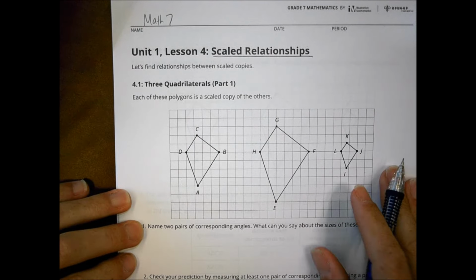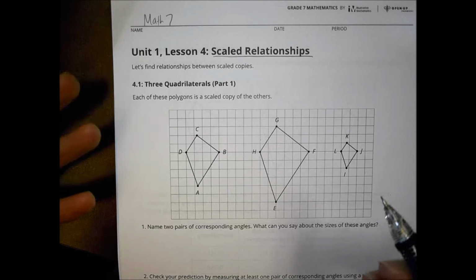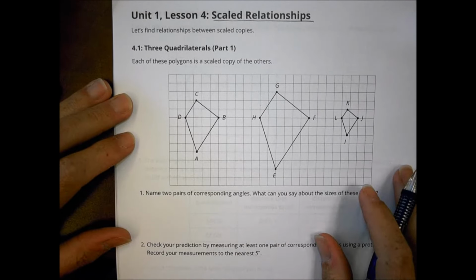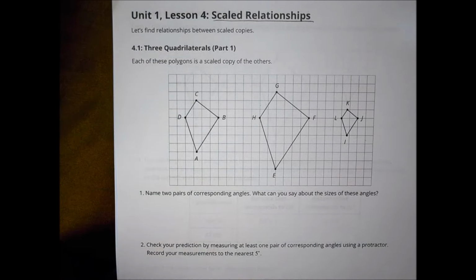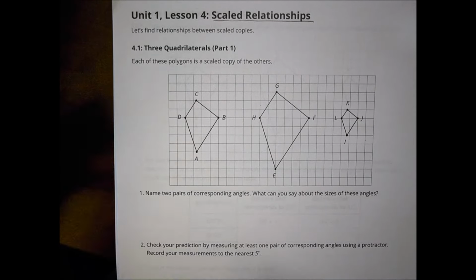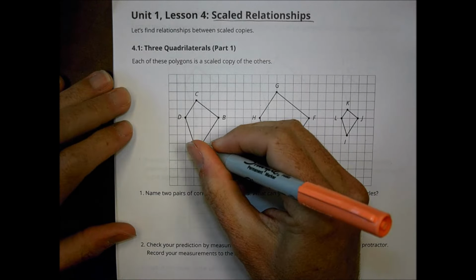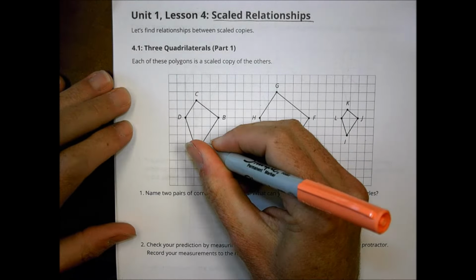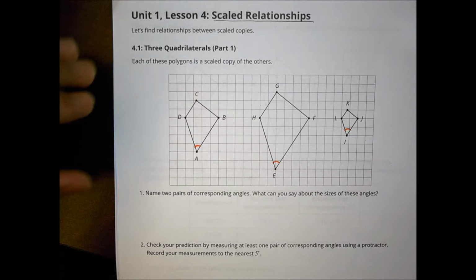And what it wanted you to do, if you recall from your lesson, was to decide if that was true or not. It began by first naming 2 pairs of corresponding angles and deciding what you can say about those angles. So for example, angle A corresponds to angle E, which also corresponds to angle I right there.